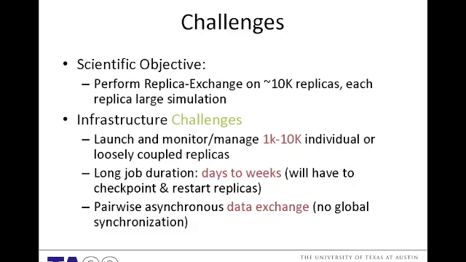As we said earlier, it's interesting, it's challenging, and we will be running into a few problems. One of them is obviously we will be running thousands of replicas, each a somewhat large simulation in its own right, 32 to 256 core simulations. The infrastructure will need to be able to launch, monitor, and manage these simulations when they are independent, when they are loosely coupled. It will also need to be able to checkpoint and restart replicas because they will be running from hours to sometimes weeks.